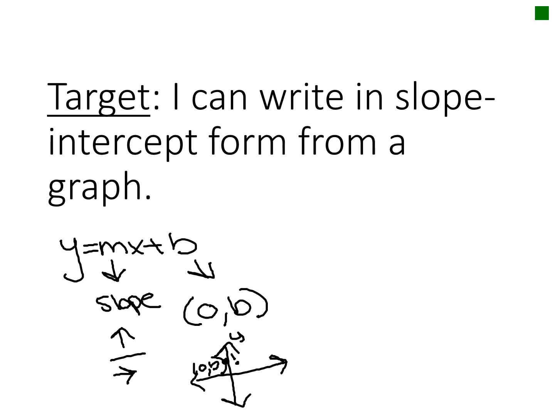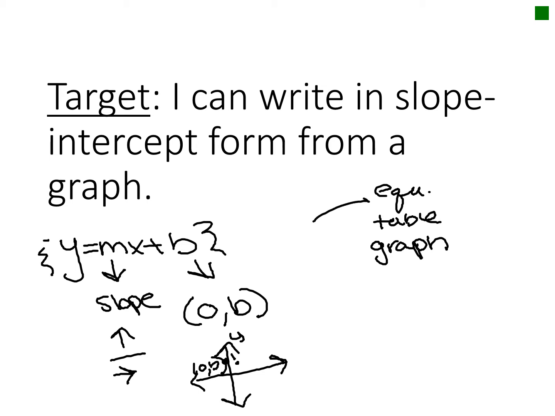We've also learned how to go from equation to table to graph. If we don't understand this y equals mx plus b, we're doing this right here, the equation to table to graph. Today, I'm going to talk about how to write the equation, write the slope-intercept form, that's what this y equals mx plus b is, from a graph.